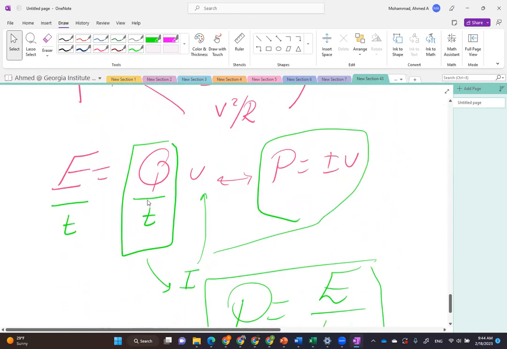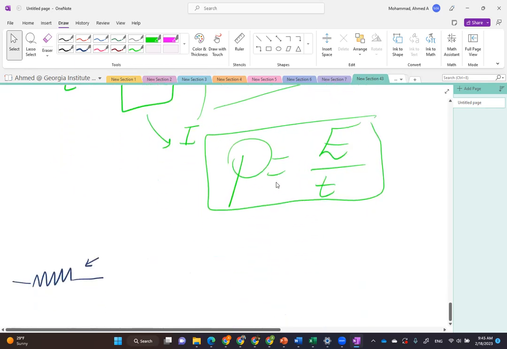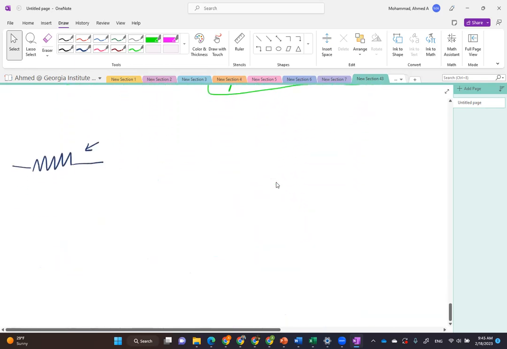Then I explained E equals QV. And I said, if I divide E by T, I have to divide the other side by T. So Q over T is the same as I. So if I divide E by T, it is going to be IV, which is the power. So the power equals E over T. I explained it all again. You got it?